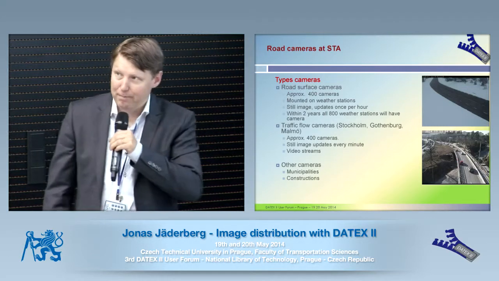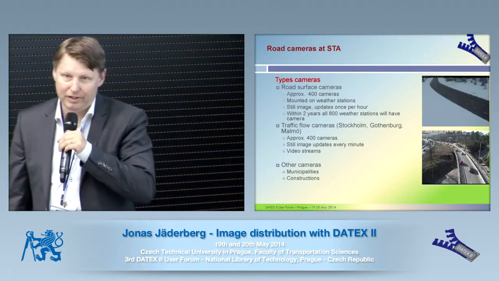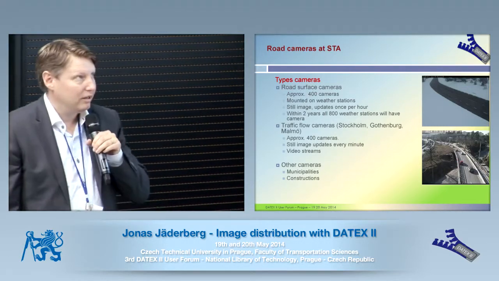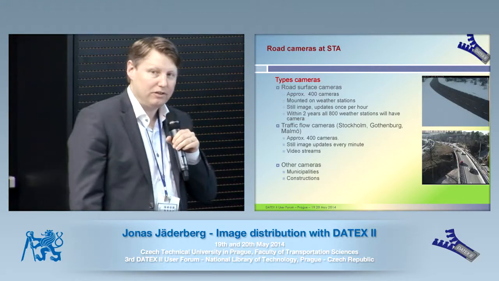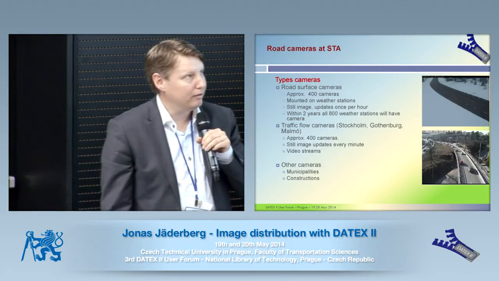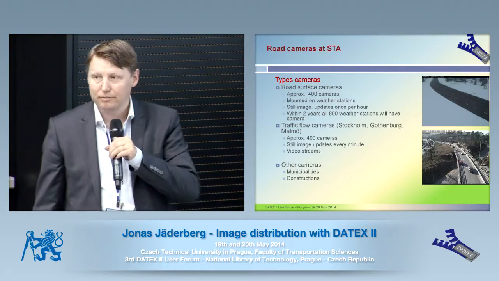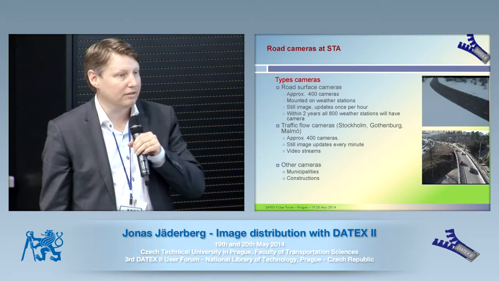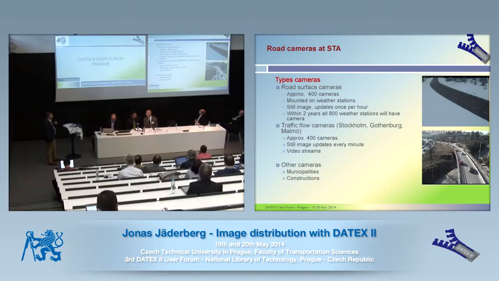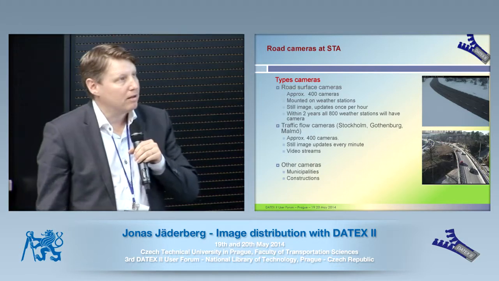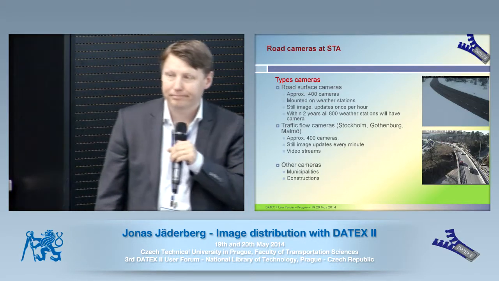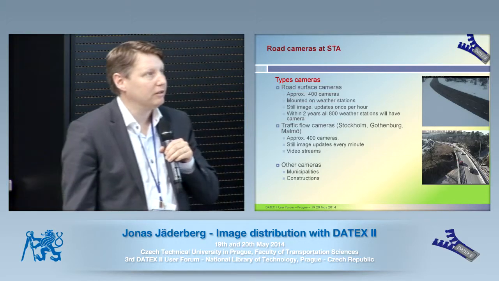Okay, I will give some background first about what kind of cameras we have. We have road surface cameras, approximately 400. They are mounted on the weather stations and deliver still images, updated once per hour today. In a couple of years we will have cameras on all weather stations. That will be around 800.